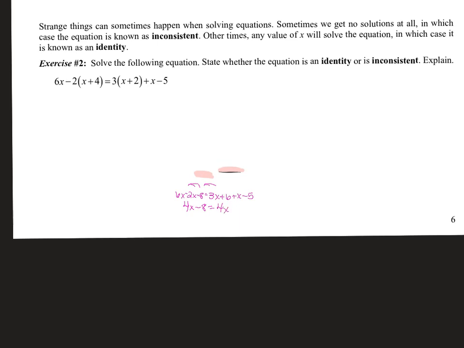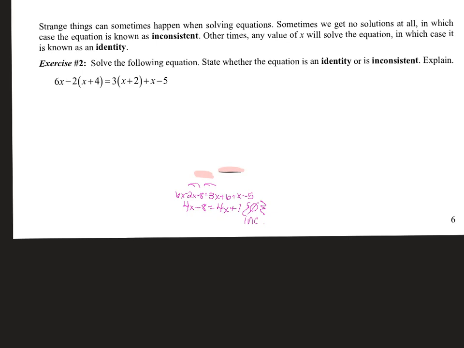4x plus 1. Now, you might recognize it right here, and you can stop. If you have 4x equals 4x, well, they're going to cancel each other out, and you're going to end up with -8 equals 1. Well, that can never happen. So you could stop here, and you could say inconsistent. I like to say no solution, but you can say inconsistent.